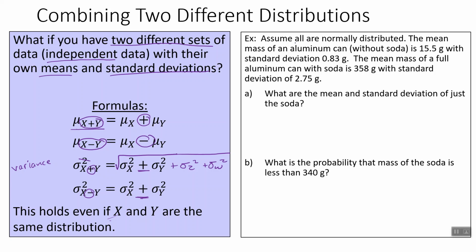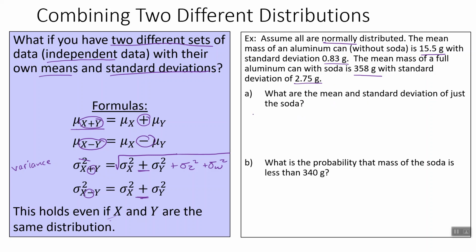All right, so an example. Assume all are normally distributed. We don't necessarily have to have normal to do this, but normal works because then our new distribution will also be normal. If we combine two normal distributions, we get a new normal distribution. The mean mass of an aluminum can without the soda is 15.5 grams with a standard deviation of 0.83 grams. The mean mass of a full can with soda is 358 grams with a standard deviation of 2.75 grams. What are the mean and standard deviation of just the soda?